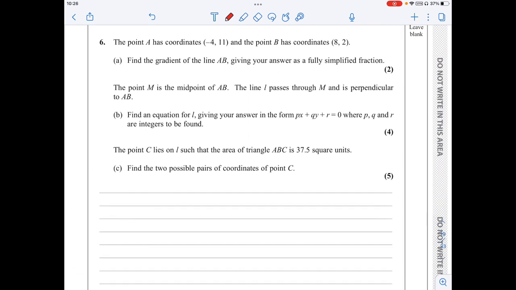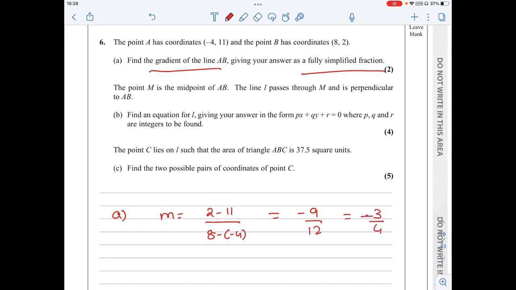Question number 6. A point A has the coordinates minus 4, 11 and B has the coordinates 8, 2. Find the gradient of AB. Give your answer in simplified fraction. So gradient of AB, y2 minus y1 upon x2 minus x1. So 2 minus 11 upon 8 minus minus 4. It becomes minus 9 upon 12, which is negative 3 upon 4.